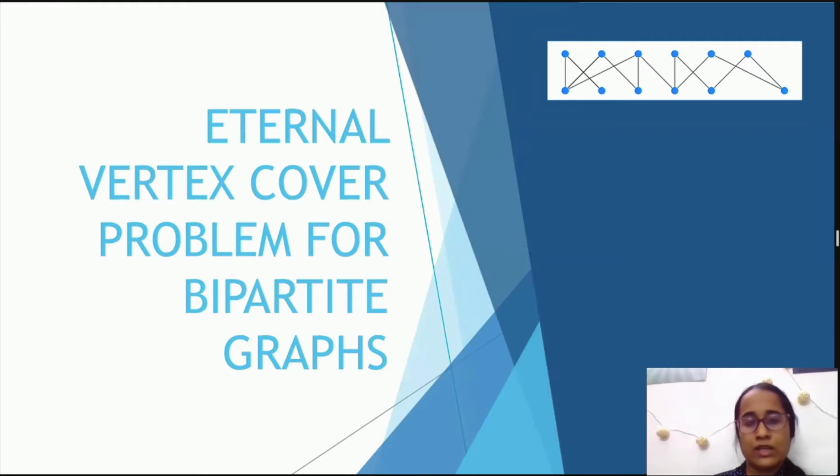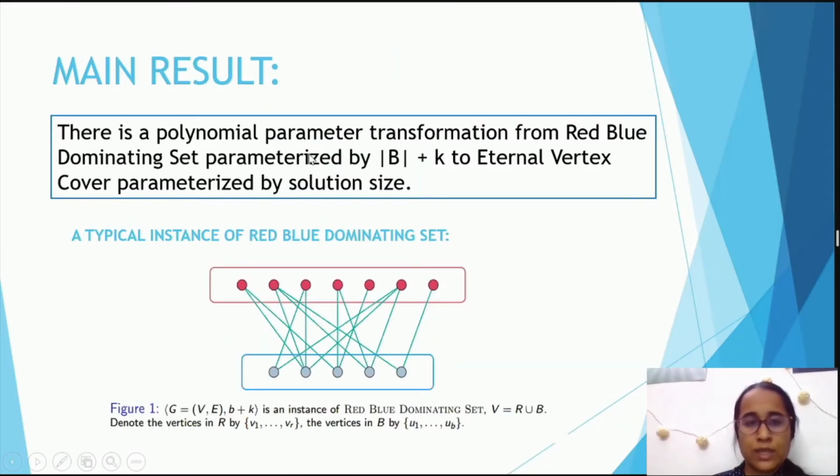Now we will state our results for bipartite graphs. The main result is that there is a polynomial parameter transformation from red-blue dominating set parameterized by the number of blue vertices plus k to eternal vertex cover parameterized by solution size. So this is what a typical instance of red-blue dominating set will look like, and we will reduce it to a typical instance of eternal vertex cover.